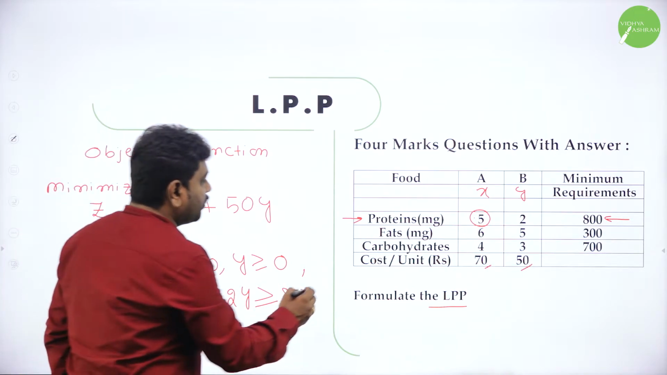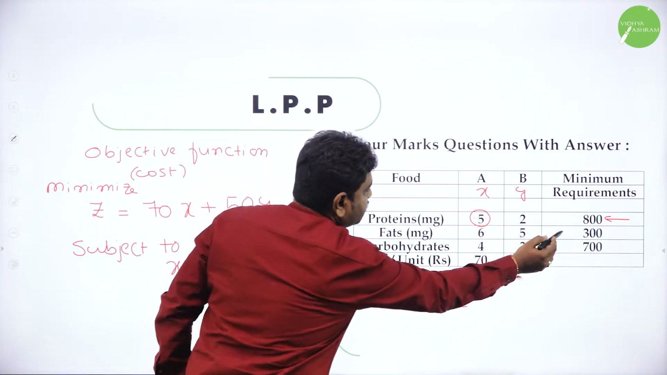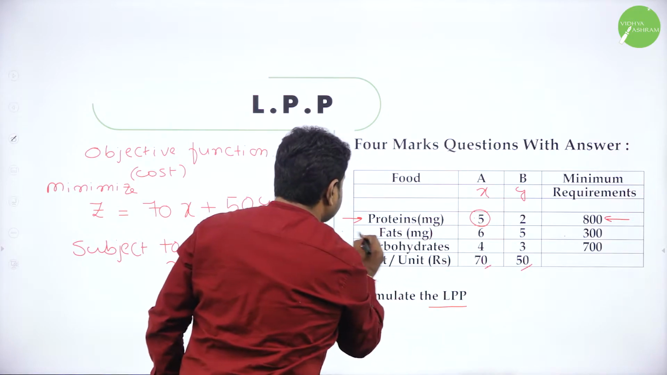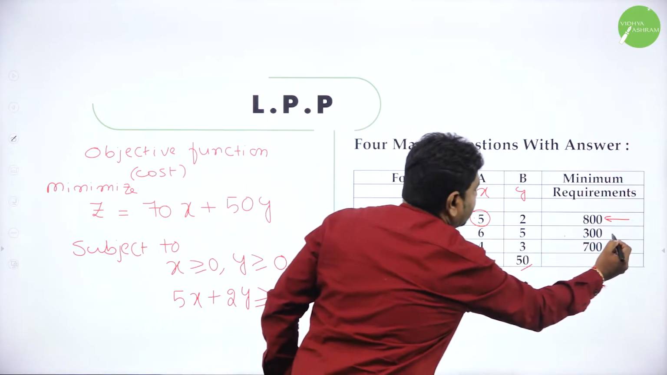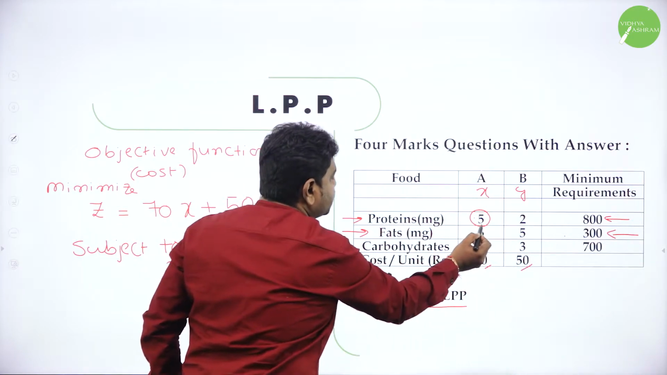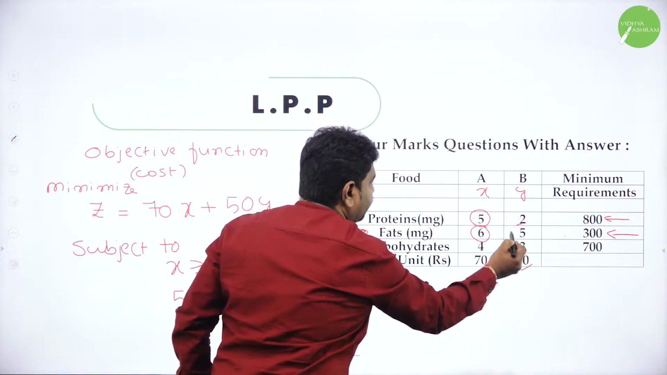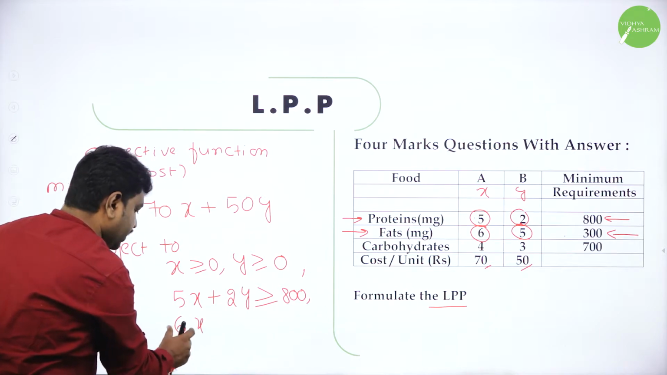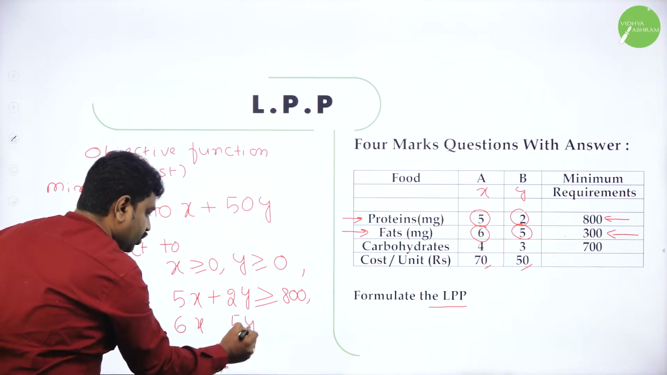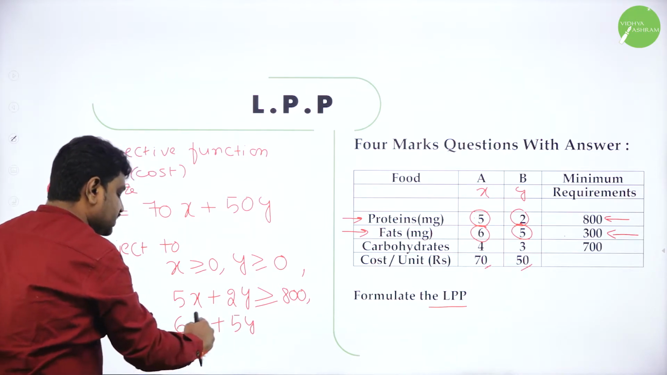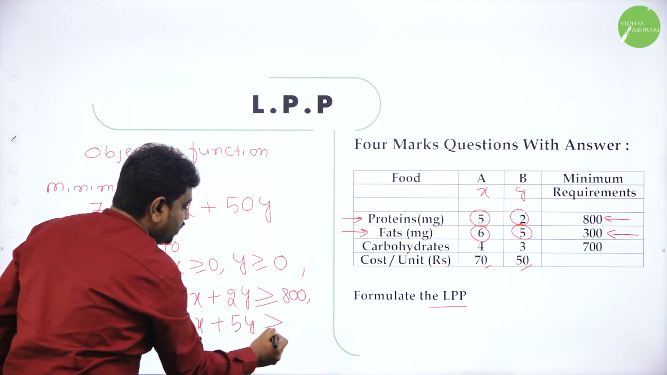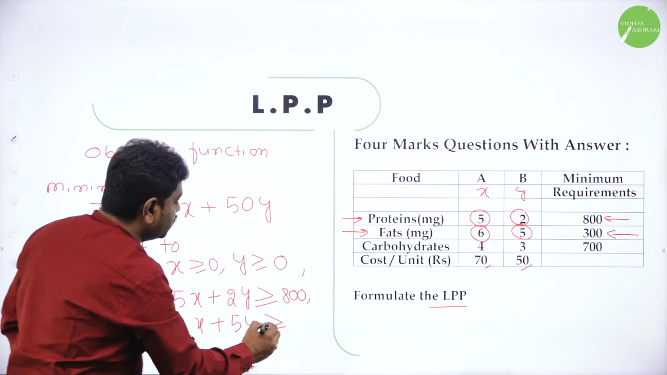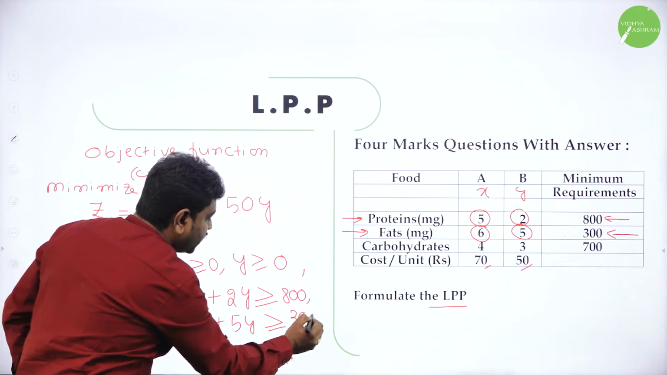Similarly, minimum fats is 300. So 300. So 6x and 5y. 6x fats in food A and 5y fats in food B. After mixing, total fats is 6x plus 5y. That is also minimum. They told minimum is 300. So greater than or equal to 300.